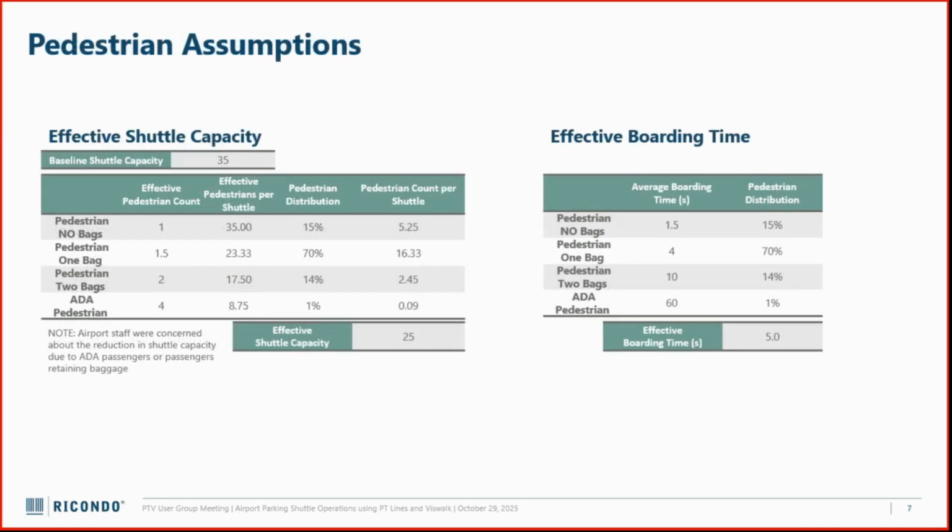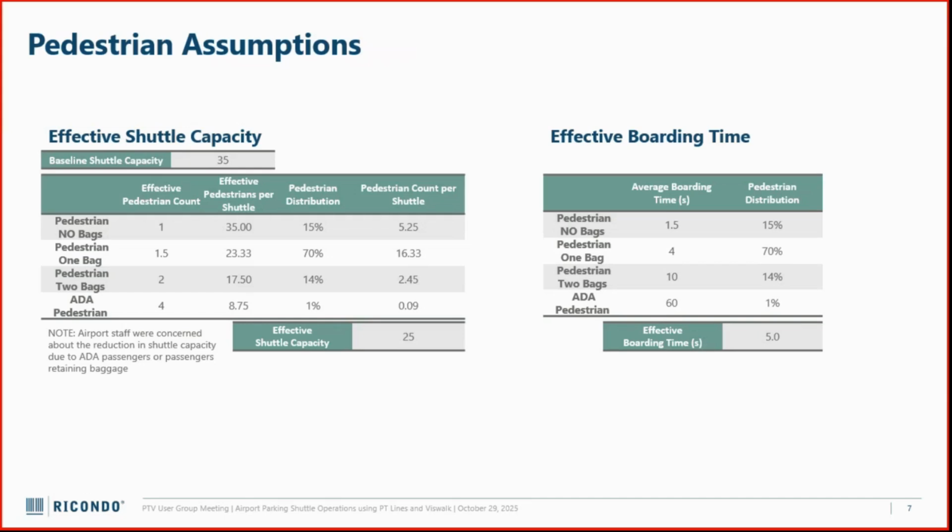As for how we develop the effective capacity of the shuttle, we effectively assigned a pedestrian size to a particular pedestrian type. For example, a pedestrian with no bag would have an effective pedestrian count of 1, meaning they won't have any additional space that they take up on the shuttle.